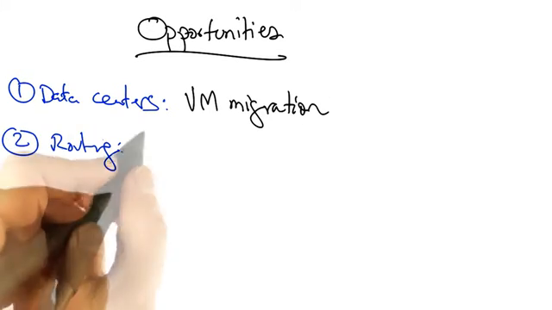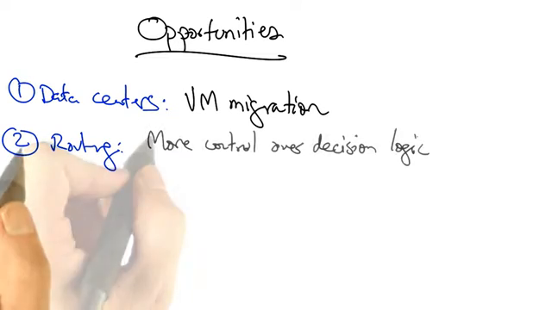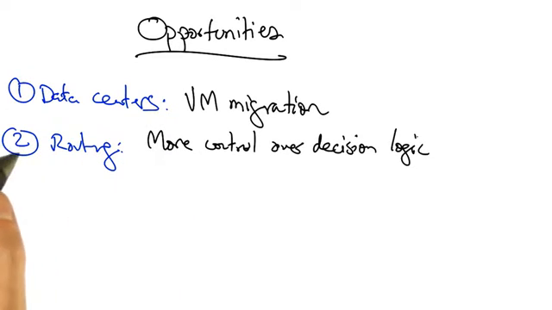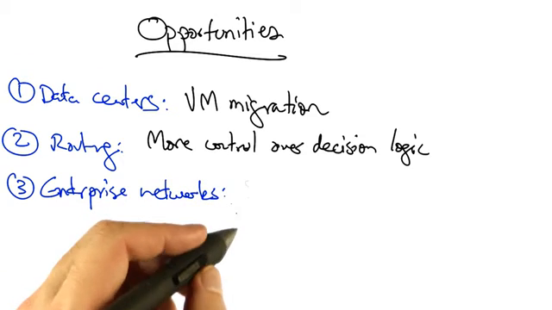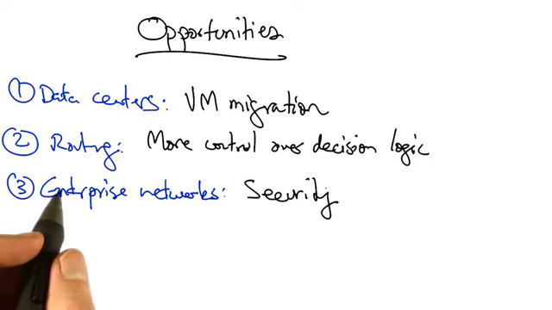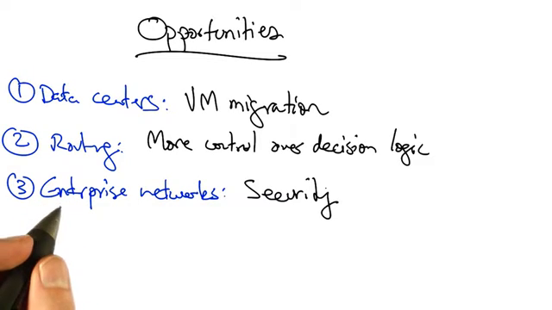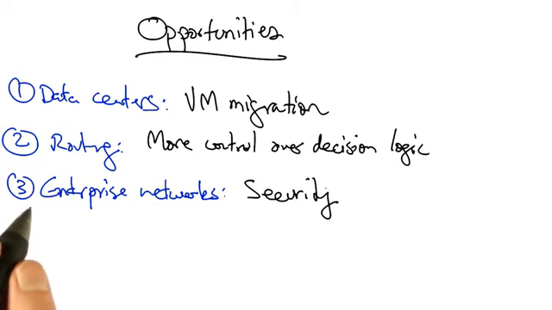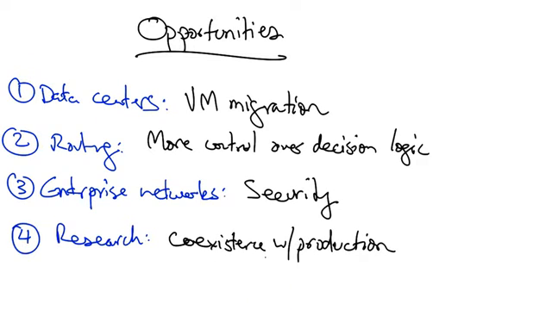In routing, the separation of data and control provides more control over decision logic. In enterprise networks, SDN provides the ability to write security applications, such as applications that manage network access control. In research networks, the separation of data and control effectively allows us to virtualize the network so that research networks and experimental protocols can coexist with production networks on the same underlying network hardware.